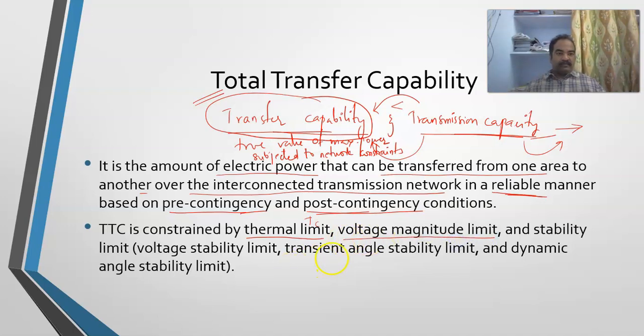The voltage limits at the two ends of transmission lines, and the stability limits. In the stability limit, we have different types of stability limits. We know that there are voltage stability limits, transient angle stability limits, and dynamic angle stability limits. So all these types of angles, torque angles will be there. So TTC is normally constrained by all these limits.